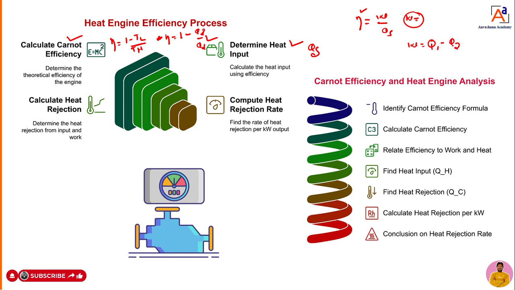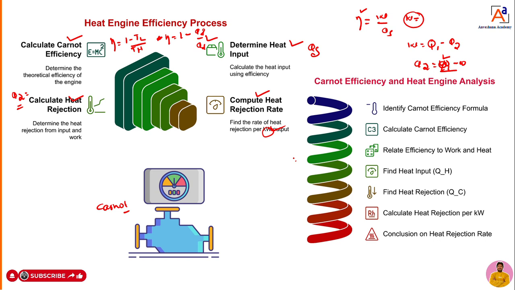So Q1 minus Q2 is W, so Q2 is equal to Q1 minus W. So with the help of this Q1 and W, I can calculate the value of Q2, heat rejected. So heat rejection I can calculate here now. And once you calculate the heat rejection, you can easily express that heat rejection in terms of kilowatt hour. So that is the Carnot engine heat rejection per kilowatt hour power.